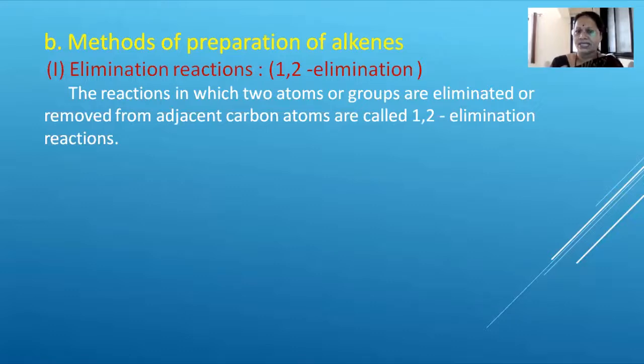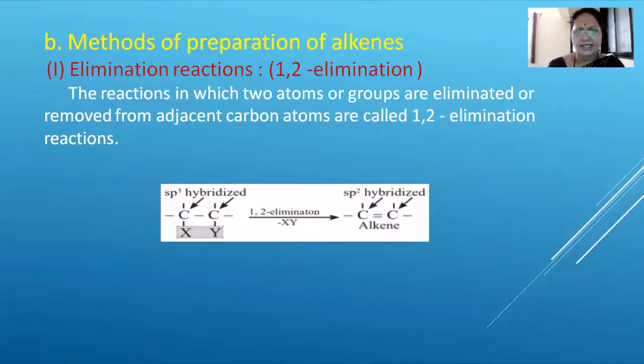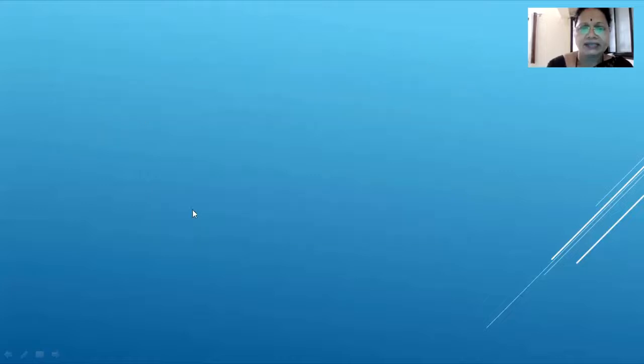Adjacent means शेजारी शेजारी, आणि त्यामुळे त्यांच्या पोझिशन्स कशा येणार आहेत, शेजारी शेजारी म्हटलं की 1,2. So therefore this reaction is also called 1,2 elimination reaction. See here, in case of elimination reaction, suppose 2 different atoms X and Y are attached to adjacent carbon atoms. Then by removal of XY, 1,2 elimination, formation of sp2 hybridized carbon, that is alkene, doubly bonded carbon, takes place. And in this case, it is sp3 hybridized carbon.